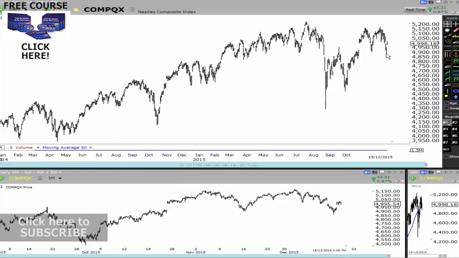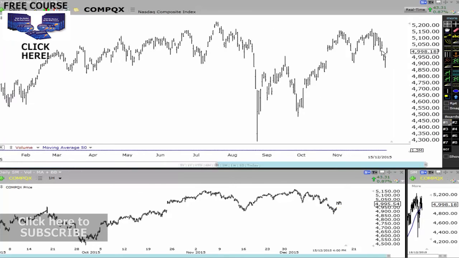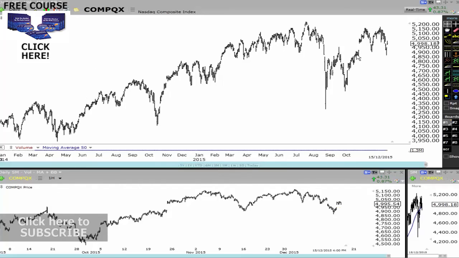So I just see this little rally here as a bit of a sucker rally, getting people to think, oh, look, we're bouncing here. But the bigger picture, guys, the bigger picture for me is showing a lot of weakness.